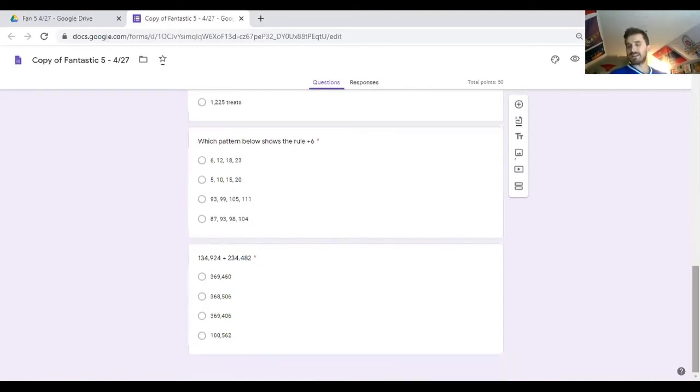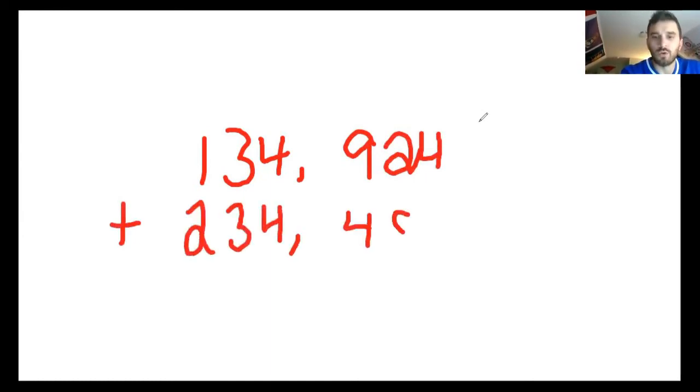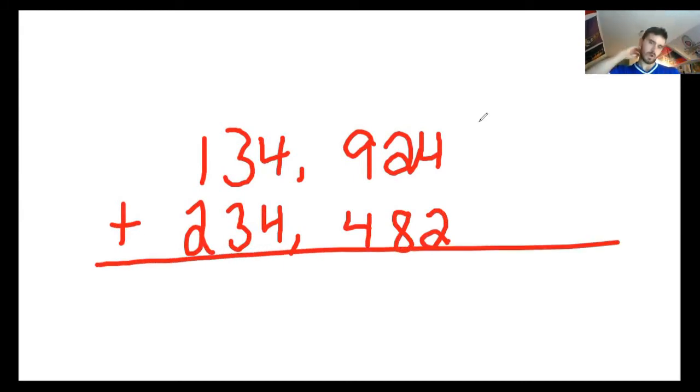All right, last but not least, you've got number 5. Y'all, we've been doing addition since kindergarten and first grade, right? Now, you weren't adding numbers this big, but it's just stacking and adding. So we got some big numbers here, some 100,000 numbers. Let's get the whiteboard cracking. All right, what do we got? We've got 134,924 plus 234,482. All right, so like we normally would, we're going to start in the ones place with our addition.